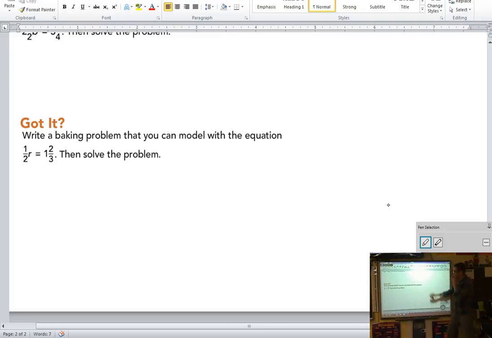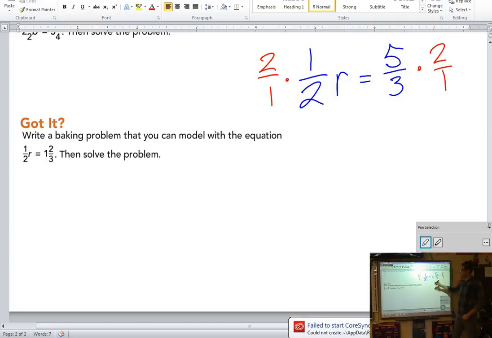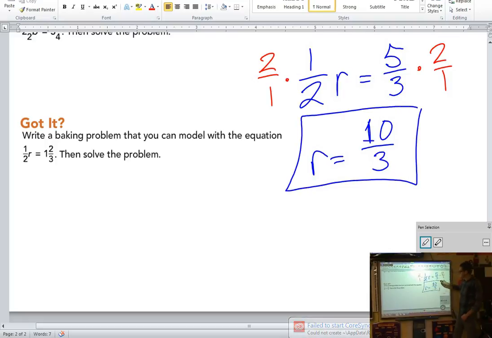Hilarious. So if I have half R equal what was 1 2/3 as an improper? 5/3. Then Brandon, what do I do to get the R by itself? Multiply by its reciprocal, which in this case is 2/1 times 2/1. There's no cross reducing that we can do there, so this becomes 10 thirds. So whatever that represents, our R would come out to be 10 thirds.